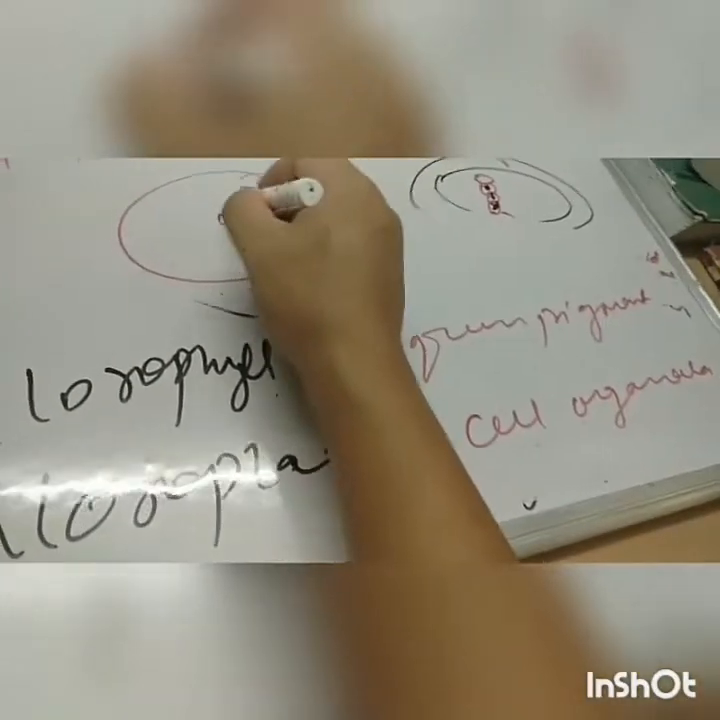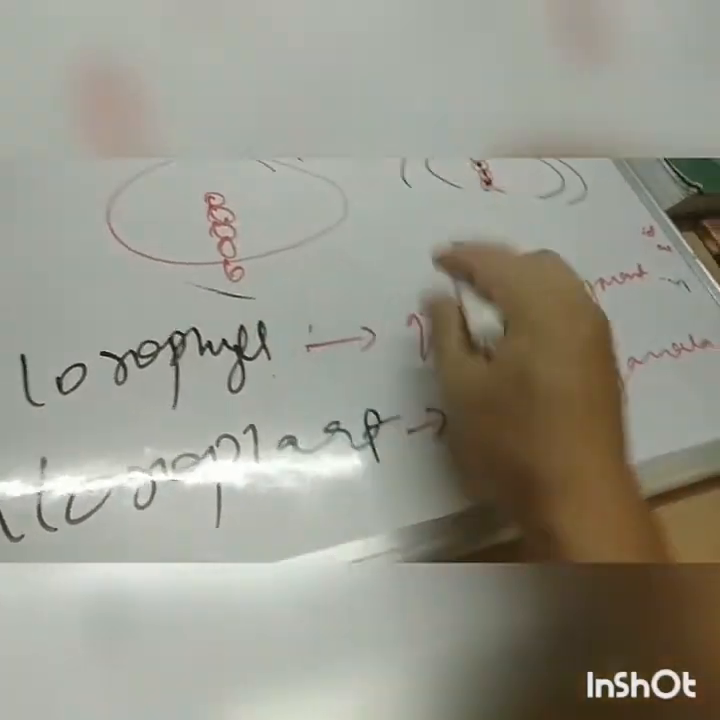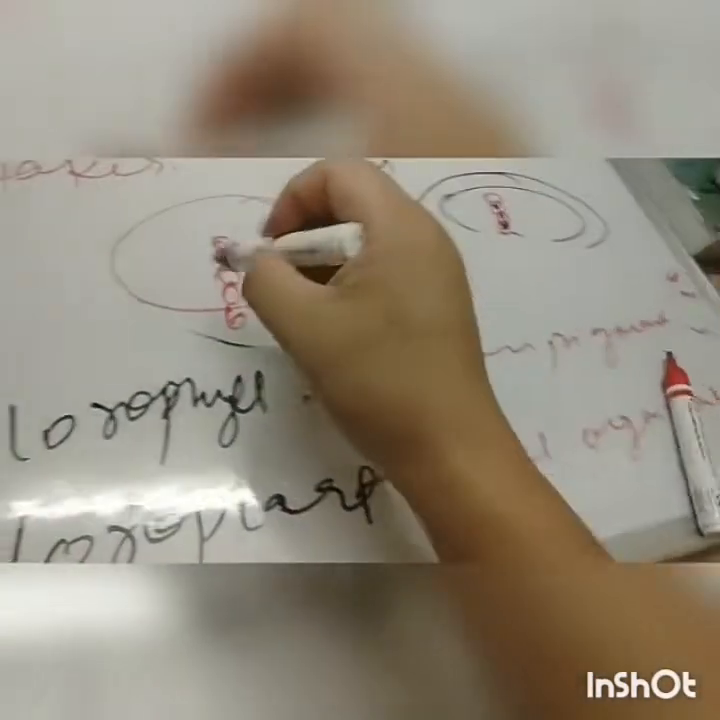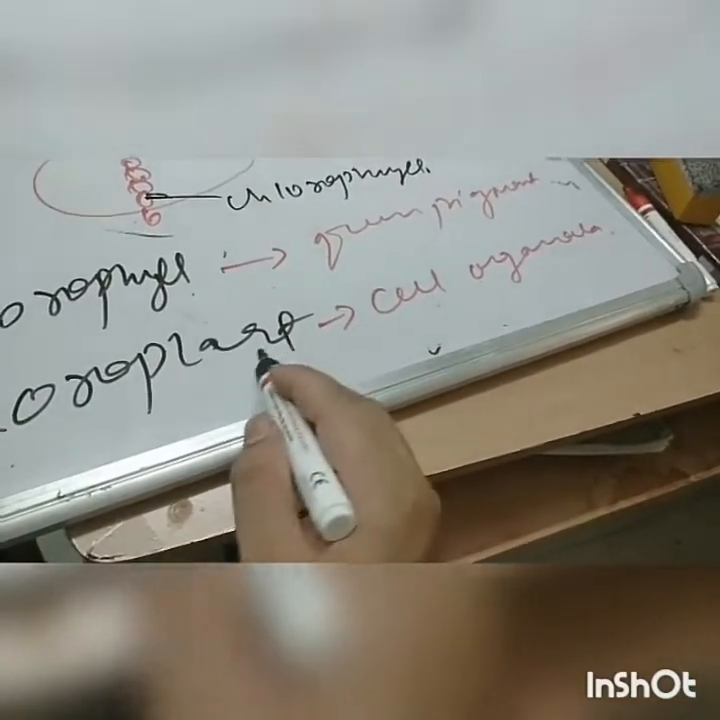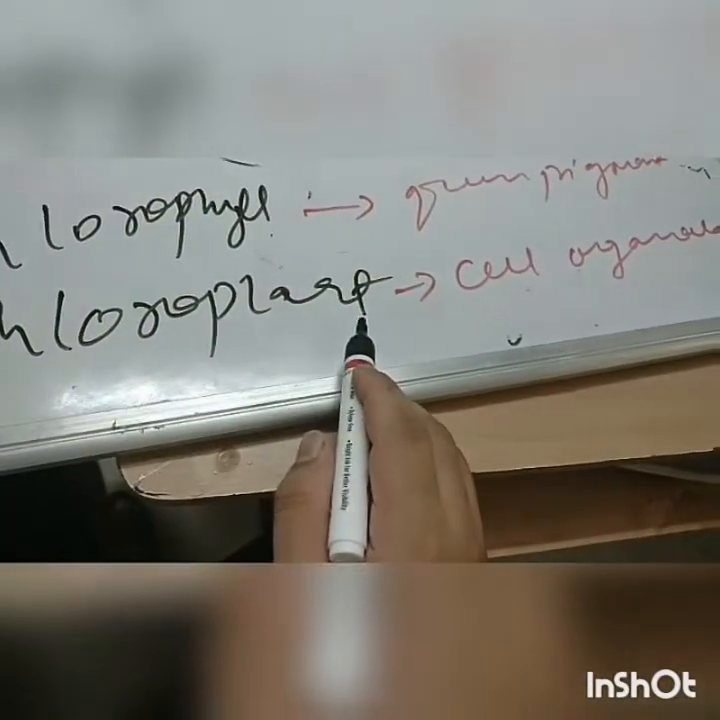Inside it there is some thylakoid membrane where there is chlorophyll. So you can say that photosynthesis takes place in chloroplast, not in chlorophyll. The standard answer will be chloroplast. It is where photosynthesis takes place. It doesn't take place in chlorophyll. Chlorophyll is a green pigment, which is inside the chloroplast.